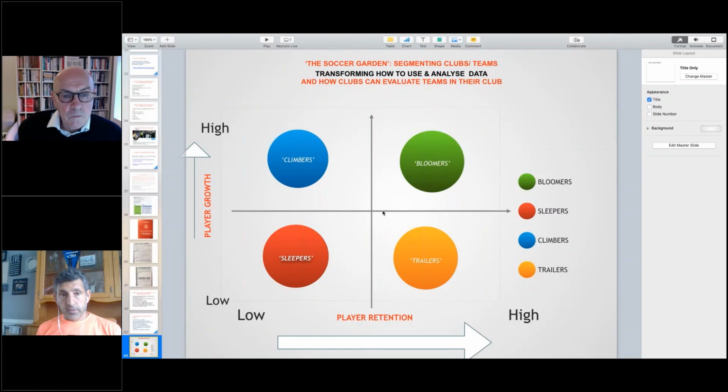Regarding the top aspect there, what works in your club? This is a concept we've come up with, the soccer garden, if you like. You can use it to look at the teams in your club. Basically, the top right-hand corner are the ones that have got high player retention and high growth. It's not meant to be judgmental in any way, but how would you classify your particular teams in your club using that format? Is that format helpful in terms of how you would classify the various coaches or the teams in your club?